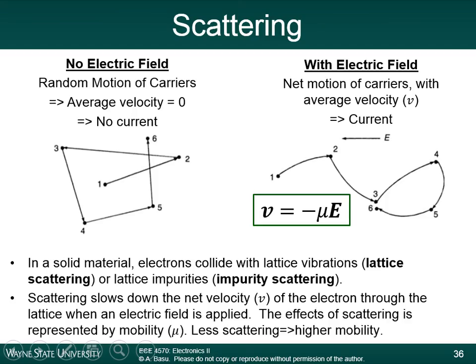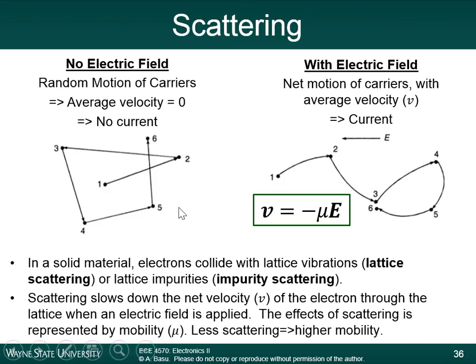So if you picture an electron moving through silicon, there are a bunch of nuclei around there. There are vibrations in the lattice. We'll get into the details of that in a second. But for right now, just know that the electrons are always colliding with things as they move through the lattice, and these collisions slow it down.